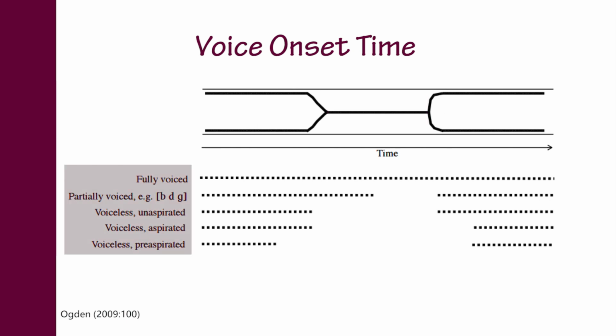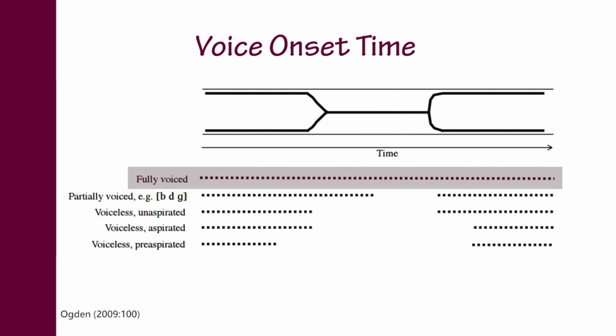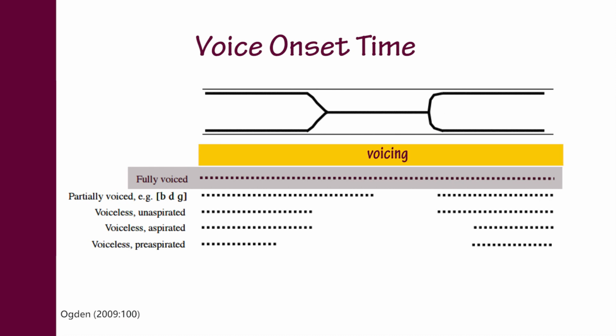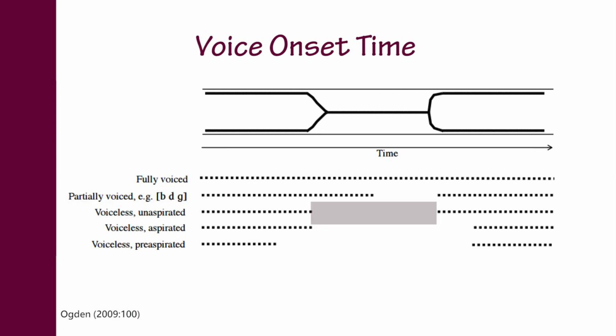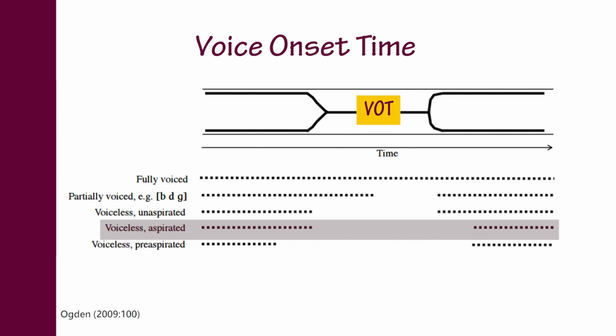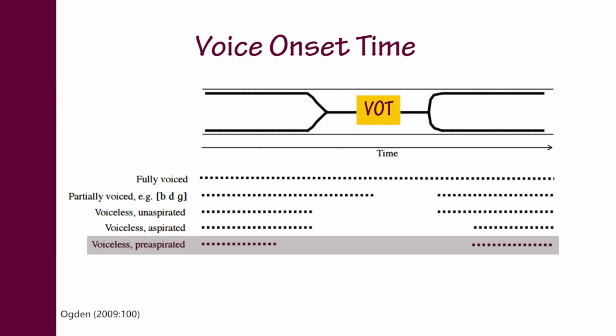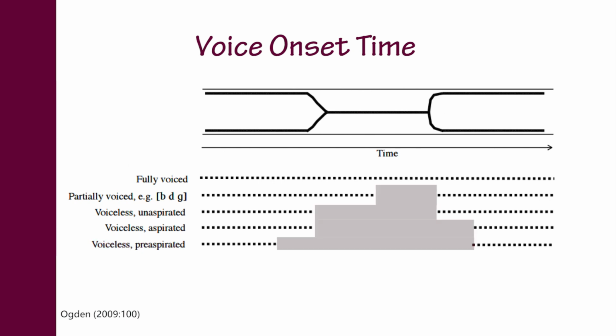You have a list down here. For a fully voiced sound segment, the voicing occurs all throughout the duration of the articulation. But for example, for a partially voiced ba, da, or ga, there is a small amount of delay in the beginning of the voicing. And you see the gap grows when you have voiceless, unaspirated, there's a bigger gap. With voiceless, aspirated, there is still a bigger gap. And when you have voiceless, pre-aspirated, the gap is the biggest. This just gives you an idea about voice onset time.